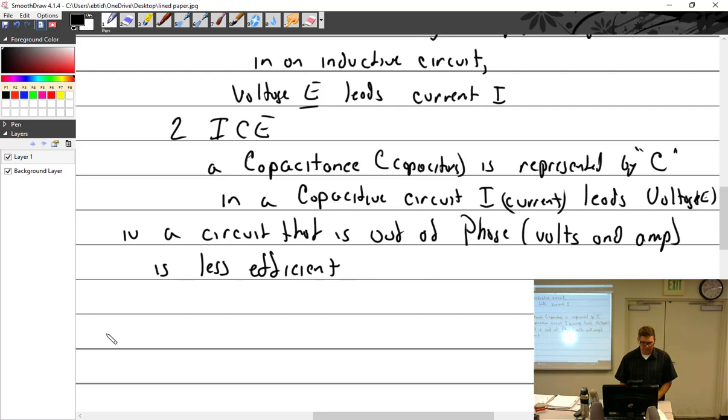Is either one of those, Eli or Ice, out of phase? They're both out of phase. Got it. Eli represent. So back up a little bit.